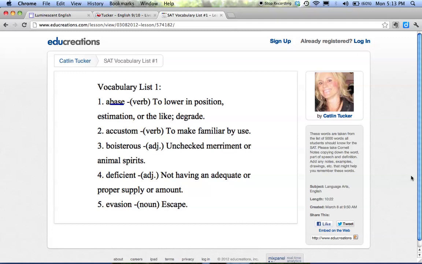The second word is accustom. It's a verb, and it means to make familiar by use. So if you're accustomed to something, you're used to it. It's comfortable. It's happened many, many times. You almost expect it to happen.